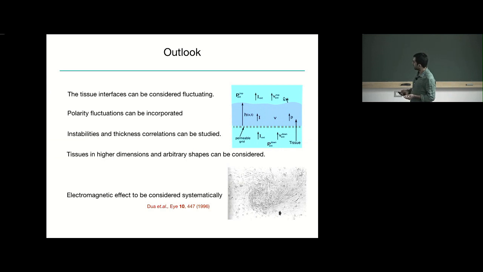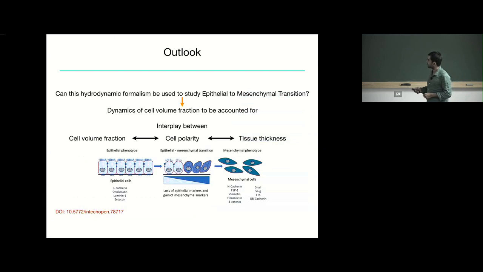Also, we have only considered electric effects in this system. Studies have shown that if you apply electromagnetic fields in the tissue, then the cells can orient in a vortex kind of fashion. So this is another interesting way to study topological defects. And also, we don't know yet whether this hydrodynamic formalism can be extended to study epithelial to mesenchymal transition.